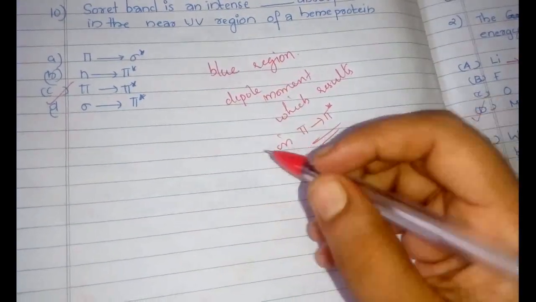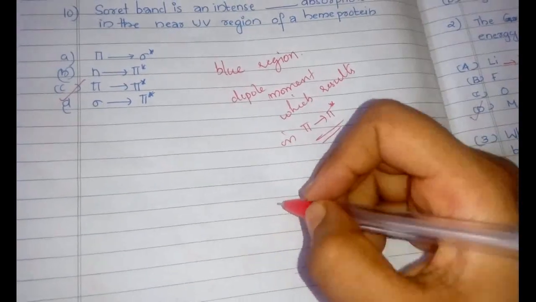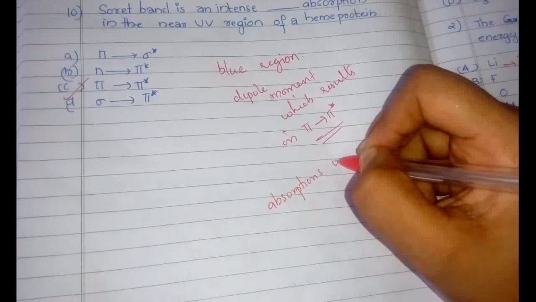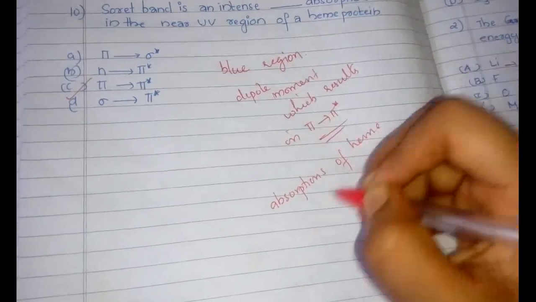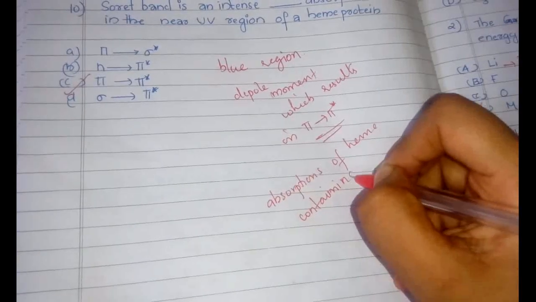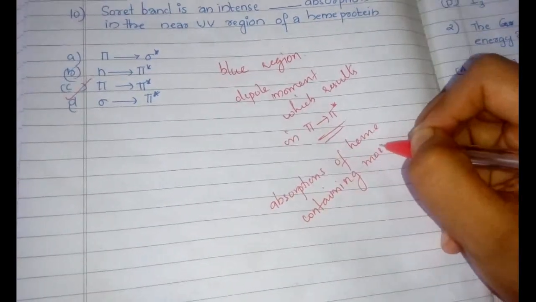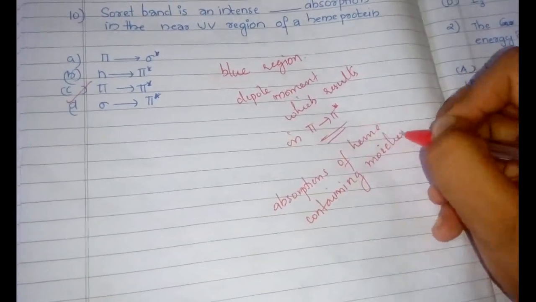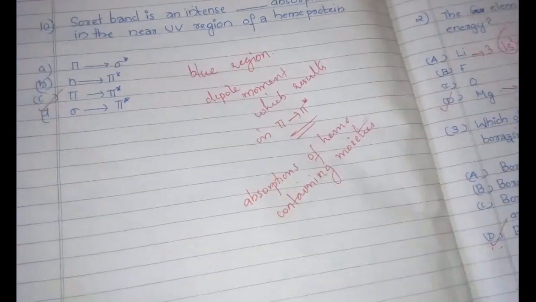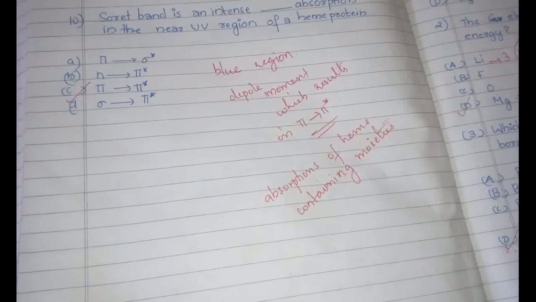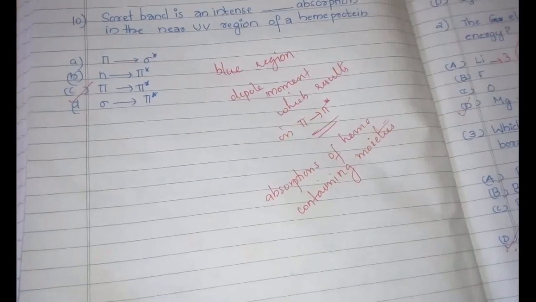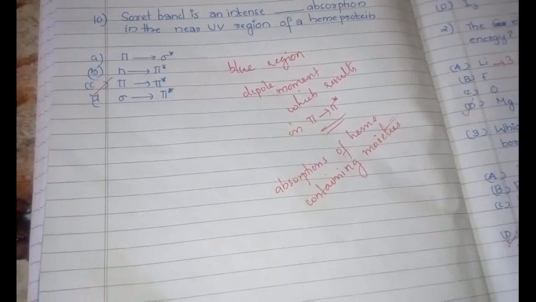And why are we using this Soret band? We are using this to find the absorptions of heme containing moieties. So this question may be asked in another way, that is, we will be asking like this: which of the following bands are used to find the absorptions of heme containing moieties, and they can give the names of different bands along with Soret band, and our answer would be Soret band.